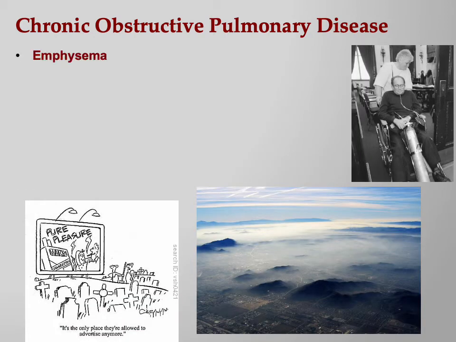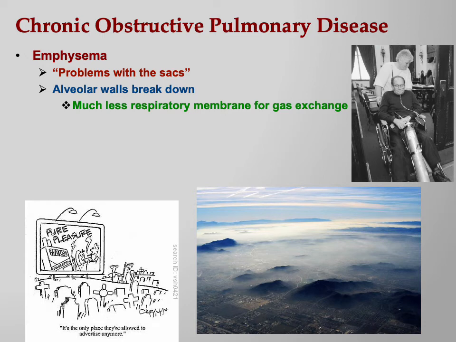So continuing COPD, emphysema, another classic form of COPD. This is a problem with the sacs. Remember, chronic bronchitis was a problem with the tubes. The tubes get clogged. Now emphysema is a problem with the sacs. So the alveolar walls break down, much less respiratory membrane for gas exchange. So even if these people are taking a big, full, deep breath, they don't have as much respiratory membrane, all right? And so they can't exchange as much gas.